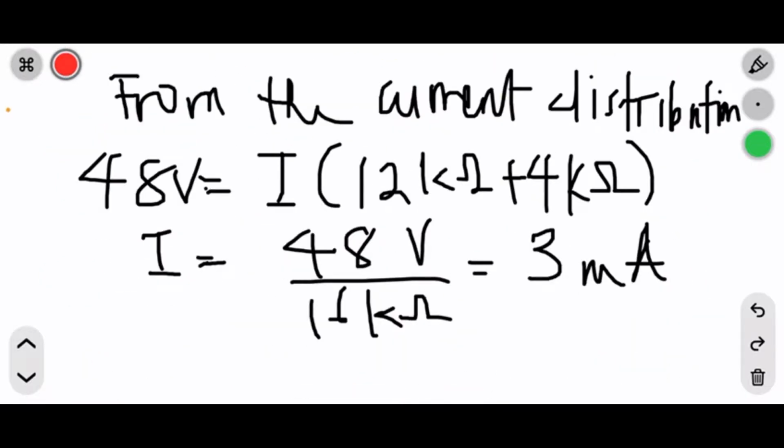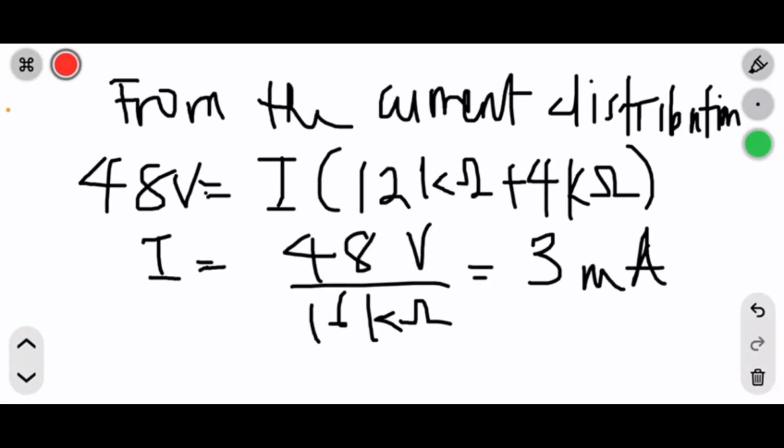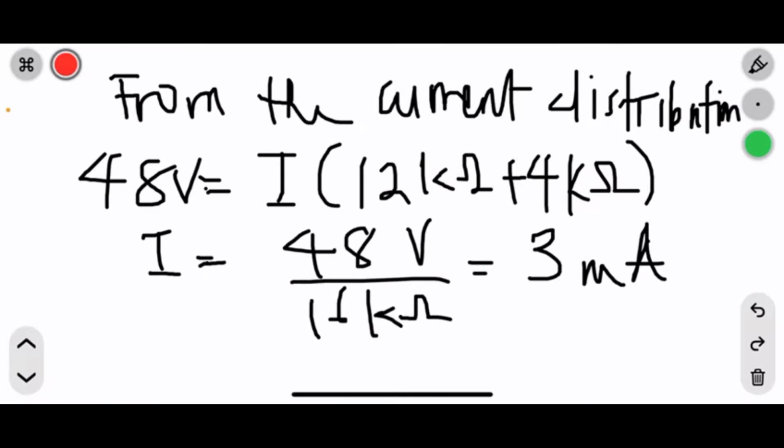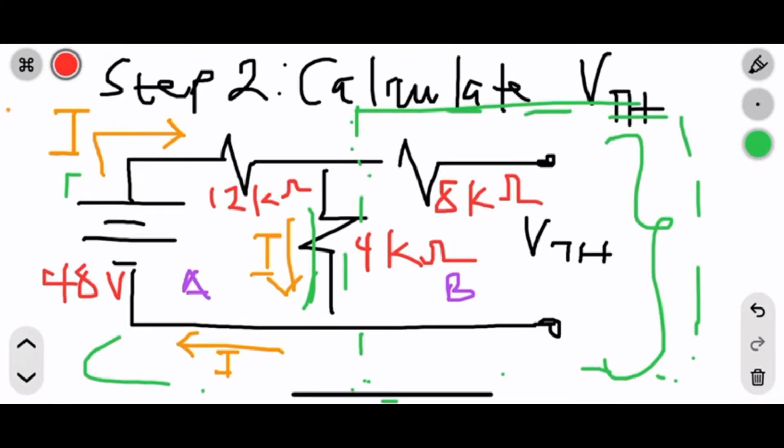So in finding, first we have to find the I. So in finding I, you take this path, this loop. So that's what I showed here. 48 volts is equal to I into bracket. You see the 12 kilo ohm and the 4 kilo ohm resistors will now be in series. You understand? Because of the open circuit we had here. So they will be in series. This one and this one, they will be in series.